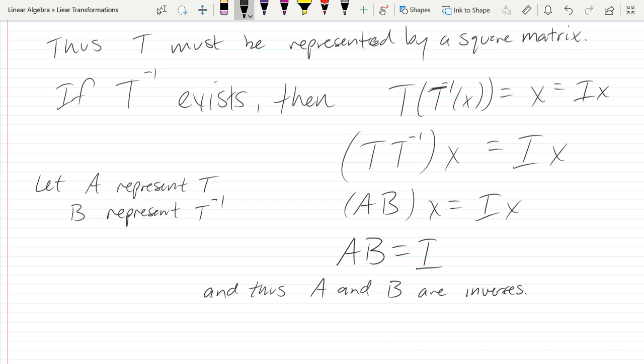So this is where I have to leave you today, but as long as your matrix is invertible, this B matrix will exist. And we know how to find inverse matrices.